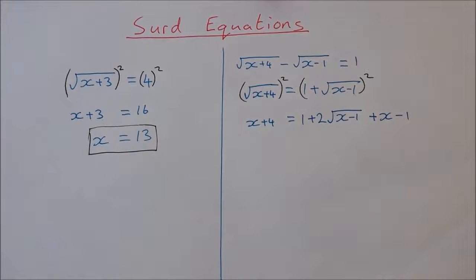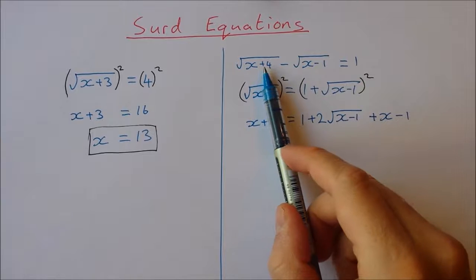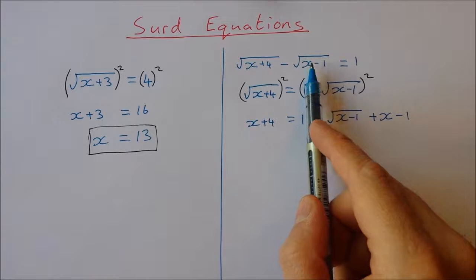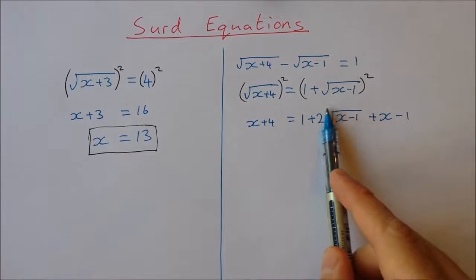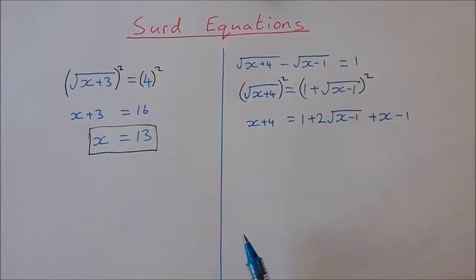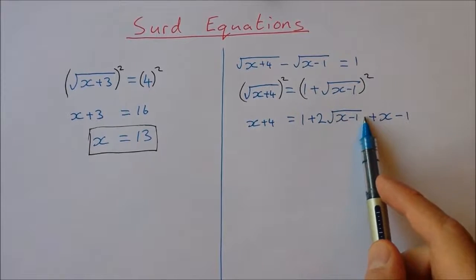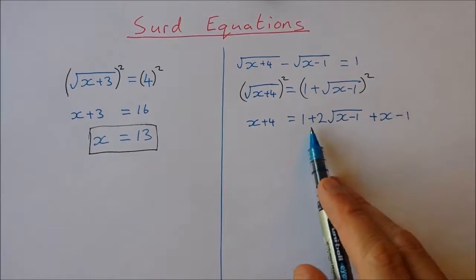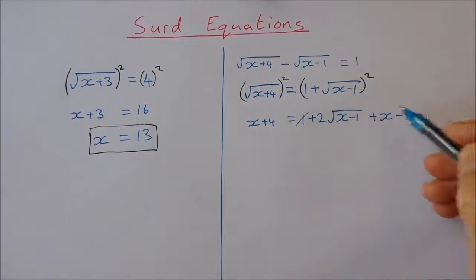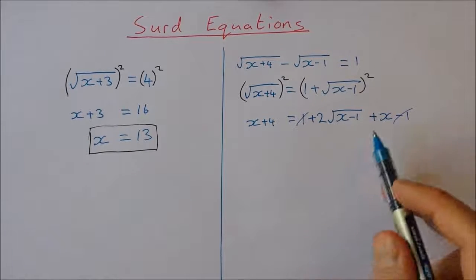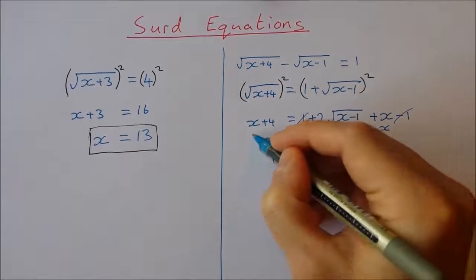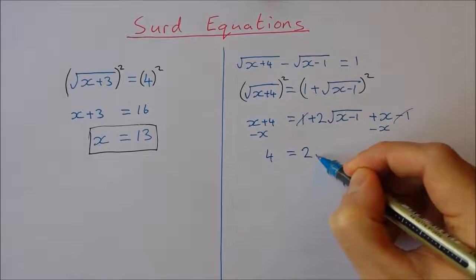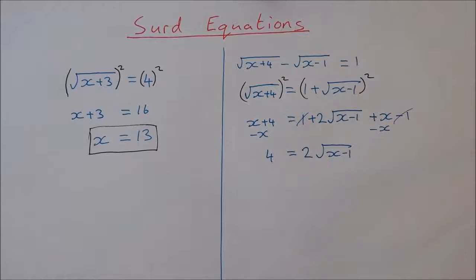Okay, so now you can see by isolating one of the square roots and then squaring both sides, I've gone from an equation that has 2 square roots to an equation that has only 1. So now we'll do the same thing again. I'll isolate this square root and then square both sides. So over here on the right hand side, I have 1 and minus 1, so that equals 0. Don't have to worry about them. I'm going to take away x from both sides, and that's going to leave me with 4 is equal to 2 square root x minus 1.